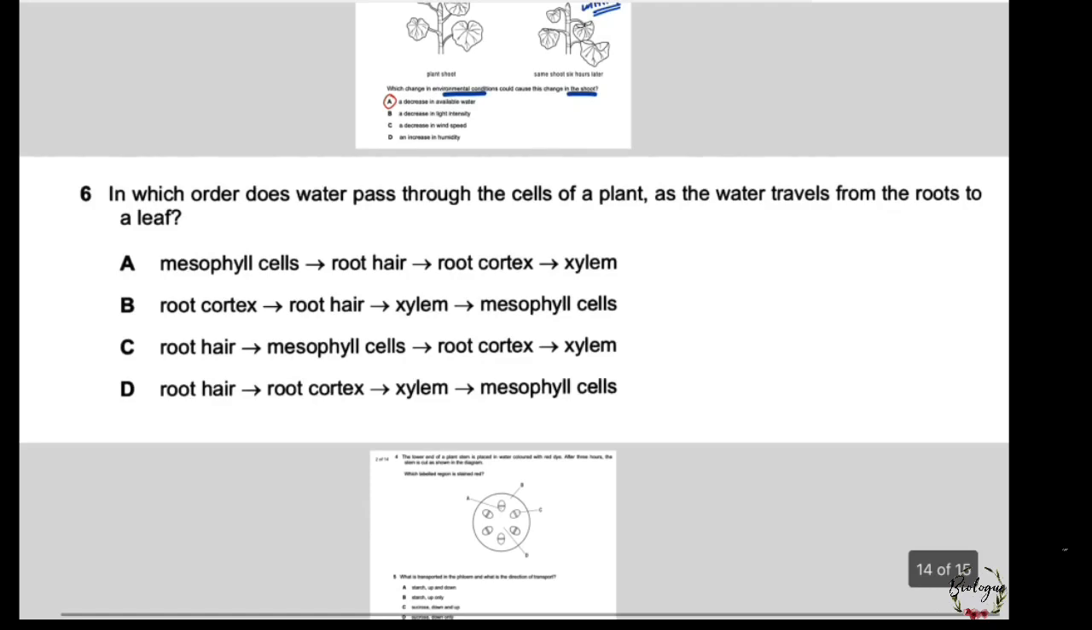Moving on to this question, in which order does water pass through the cells? We did this question before, as the water travels from root to leaf. I want you to pause and answer this question. Alright, as we discussed previously, it is the root hair to root cortex to xylem to mesophyll cells.